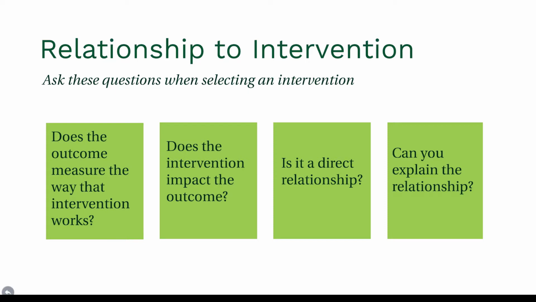So you wouldn't want to have an intervention that is, say, designed to reduce blood pressure and then measure lung volume on a treadmill test. Does the intervention impact the outcome? So is the intervention designed to specifically reduce or change what you're measuring? So it's a back and forth. Does the intervention impact the outcome, and does the outcome measure the way that the intervention is working? Is there a direct relationship between the intervention and the outcome of interest?